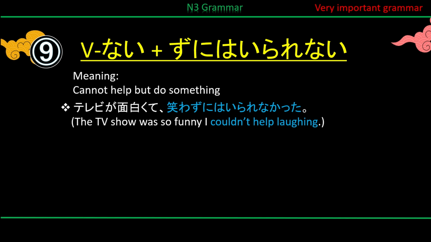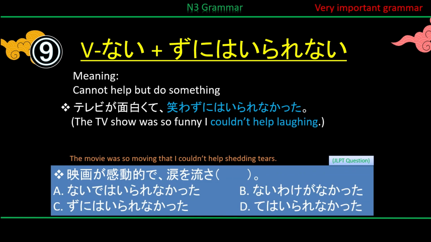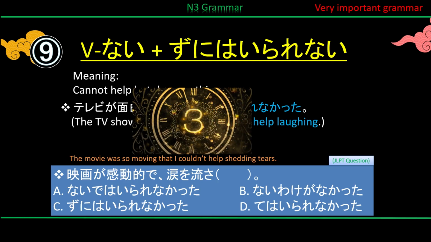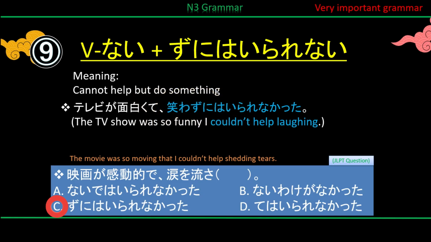Now let's see how this grammar appears in a JLPT question. Eiga ga kandouteki de namida o nagasa... Which option do you think is correct? Nai de wa irarenakatta, nai wake ga nakatta, zu ni wa irarenakatta, te wa irarenakatta. Well, the correct answer is C. Zu ni wa irarenakatta.